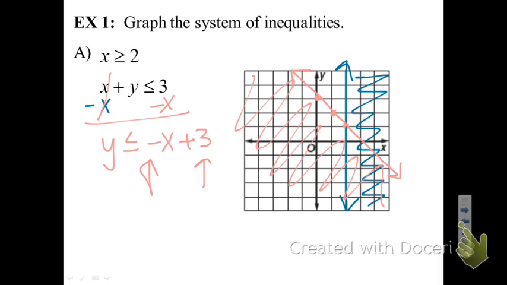And then after you've shaded both regions, you want to darken the overlapping area. And I can actually go back and erase these, so it's not required. But this is what you'll see from me as a solution, is that region there.